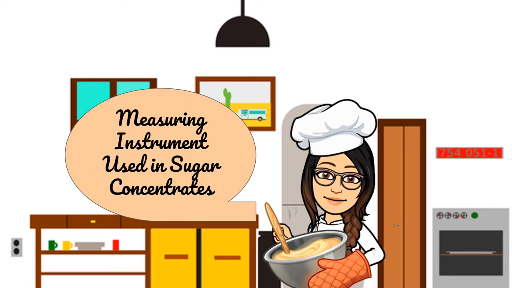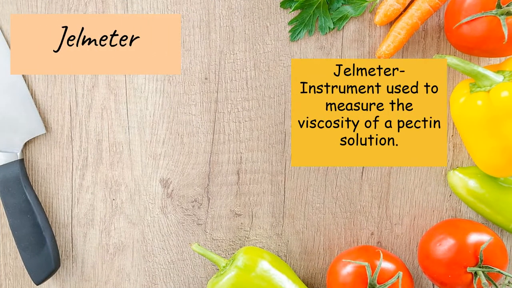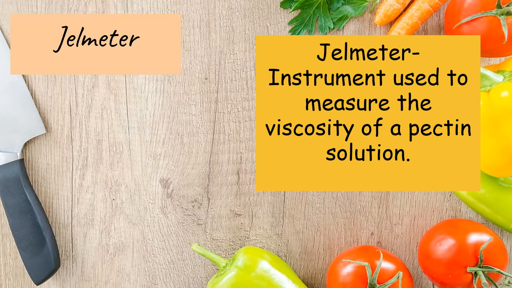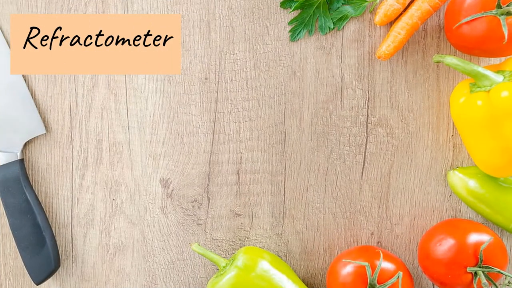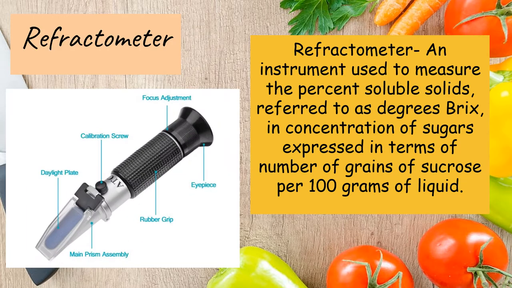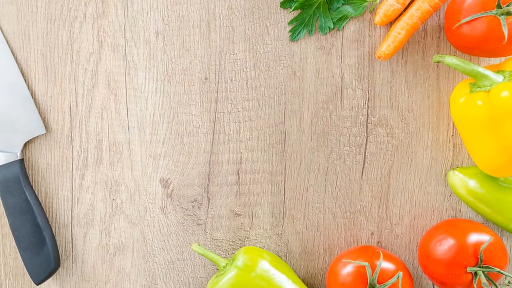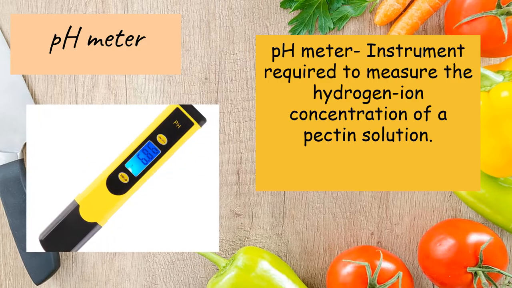Measuring instrument used in sugar concentrates. Gel meter. Gel meter is an instrument used to measure the viscosity of a pectin solution. Refractometer. Refractometer is an instrument used to measure the percent soluble solids, referred to as degrees Brix, in concentration of sugars expressed in terms of number of grams of sucrose per 100 grams of liquid. pH meter. pH meter is an instrument required to measure the hydrogen ion concentration of a pectin solution.